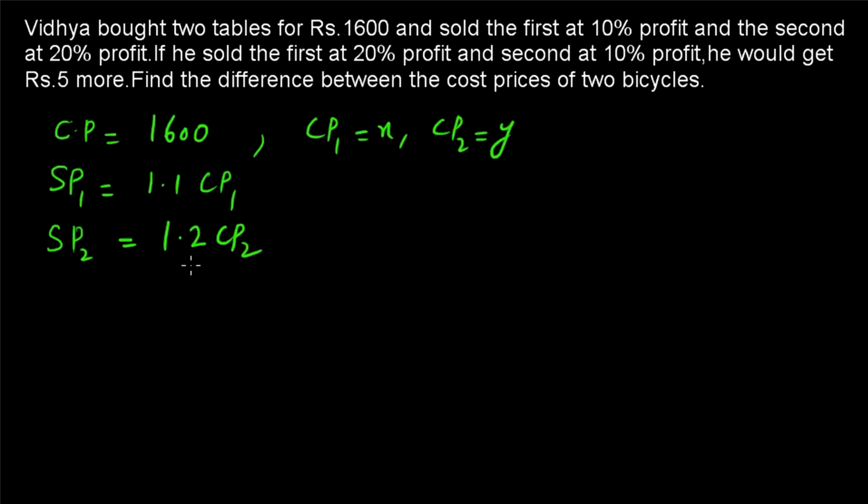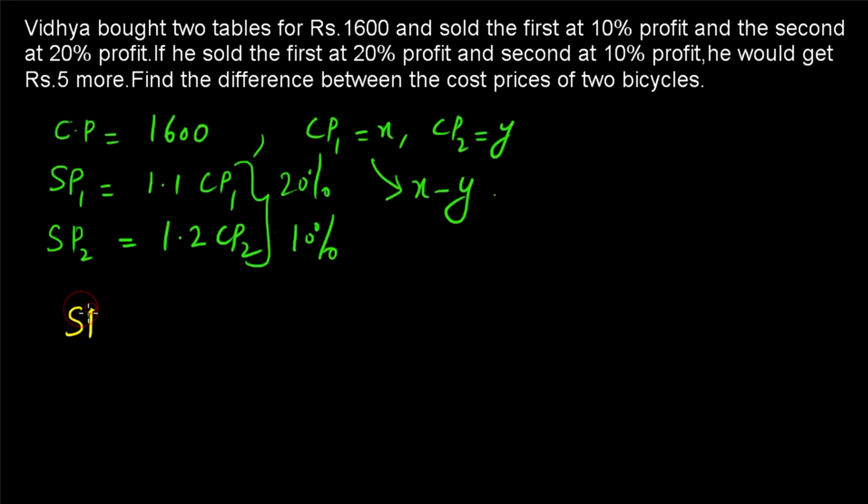Okay, now this is just getting interchanged. She is selling the first one at 20% profit and the second one at 10% profit, which means she would get rupees 5 more. The difference between the two selling prices is rupees 5. So we have to find the difference between the cost prices of the two bicycles. Here it's not asked to find the cost price itself, just the difference between the cost prices. It is easier, we just have to find X minus Y. So that's the given question. Now let's proceed. So how to do this?